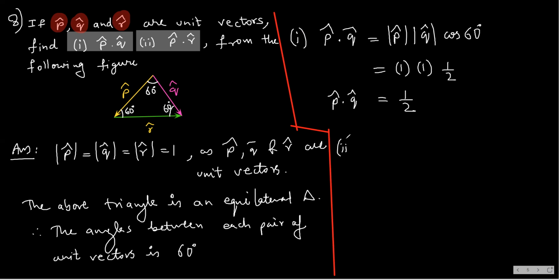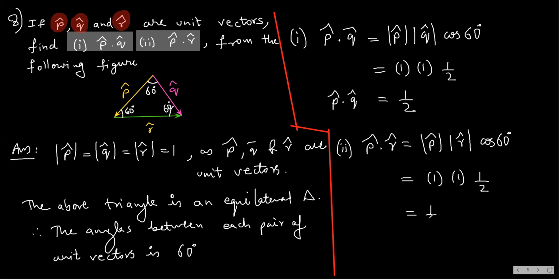Then I go for the second. Very simple question it is, students. Then I have P cap dot R cap. Again, this is by definition mod P cap, mod R cap, and then cos of 60 degrees. So this is 1 into 1 into 1 by 2. So the final answer is 1 by 2 again. So we got the solution of this question also.